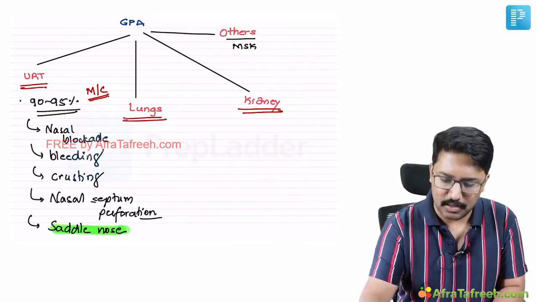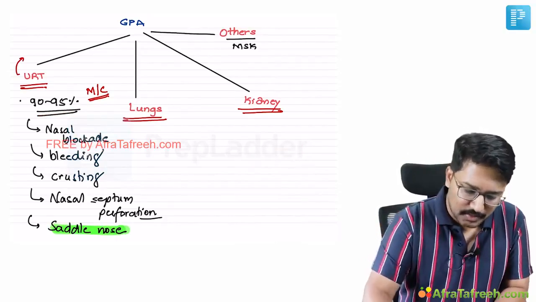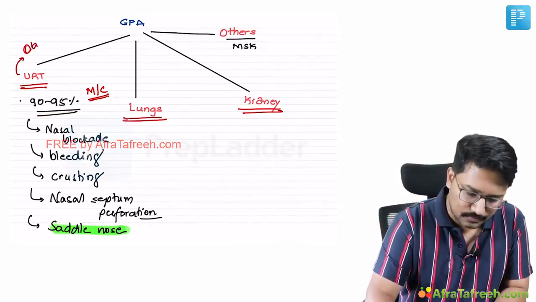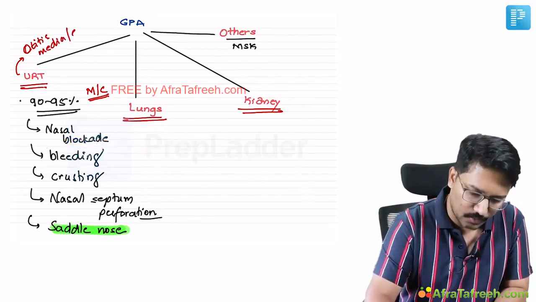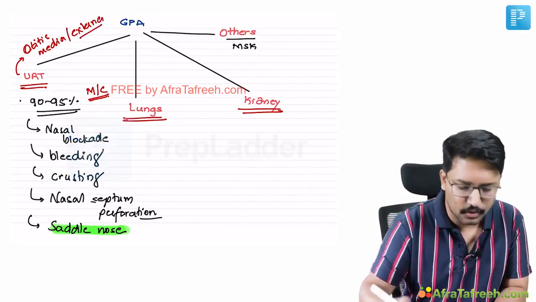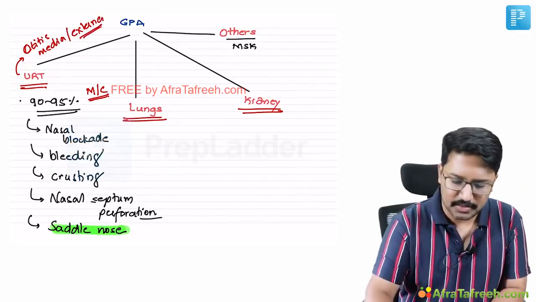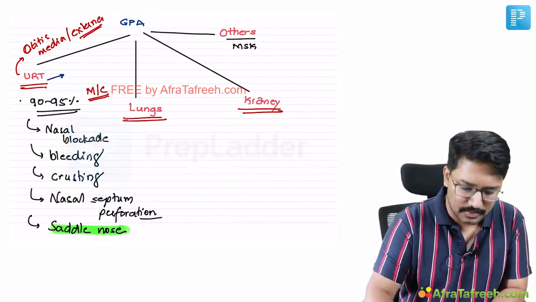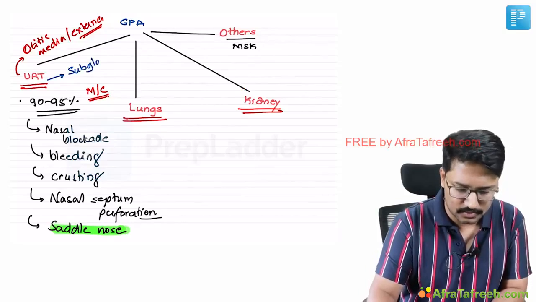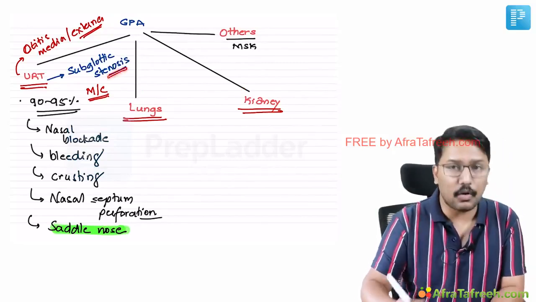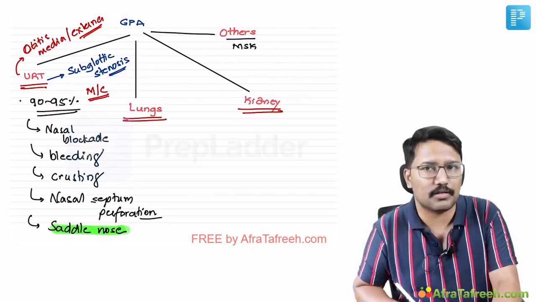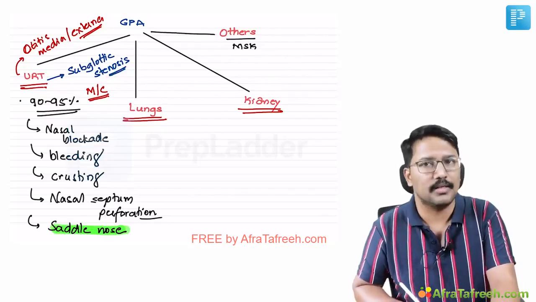Apart from this, patients can present with otitis media and otitis externa. Otitis media and otitis externa can also occur, right? Apart from this, these patients are particularly at risk of developing subglottic stenosis. Subglottic stenosis, right? We have to remember this because if you talk about a small vessel vasculitis and subglottic stenosis, the first thing that should come to mind is GPA.